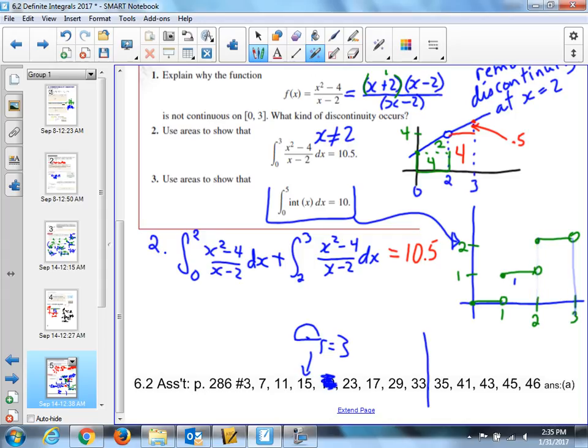So what's the area between 3 and 4 going to be? Height of 3 over a span of 1. So 3 plus 3 is 6. Okay. And then that was 3 to 4. So 4 to 5. Height of 4. 6 plus 4 is 10. It does work, doesn't it?